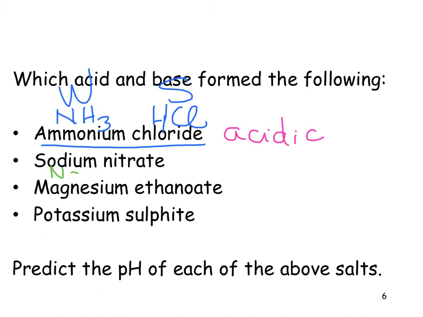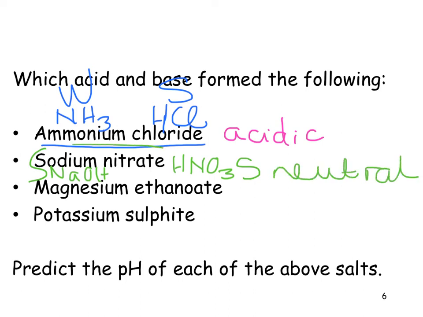Let's try the next one. Sodium nitrate comes from sodium hydroxide and nitric acid. Sodium hydroxide is a group 1 hydroxide, so it's a strong hydroxide, at least a strong base, and the nitric acid is considered a strong acid. So you would land up with a neutral salt. Sodium nitrate is a neutral salt.